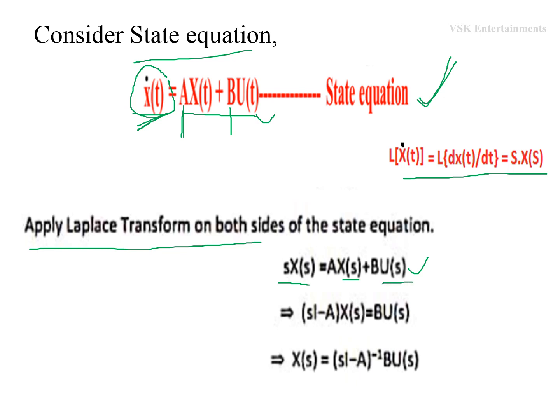Now from this equation, take x of s as common from these two terms. Then we get sI minus A into x of s is equal to B into e of s. From that, taking this term to the right side, x of s is equal to (sI minus A) whole inverse into B into e of s. This is the x of s value from the given state equation.